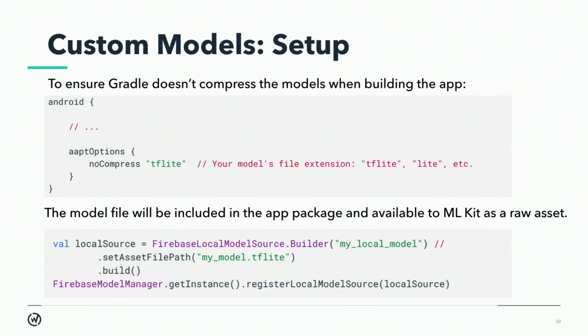And because we're using custom models here, like in the TensorFlow setup, we also need to make sure that Gradle is not going to compress the model when you're building the app. Then the model can be included in the app package and available to MLKit as a raw asset, so you can set the asset file path there and register it as a local model source.